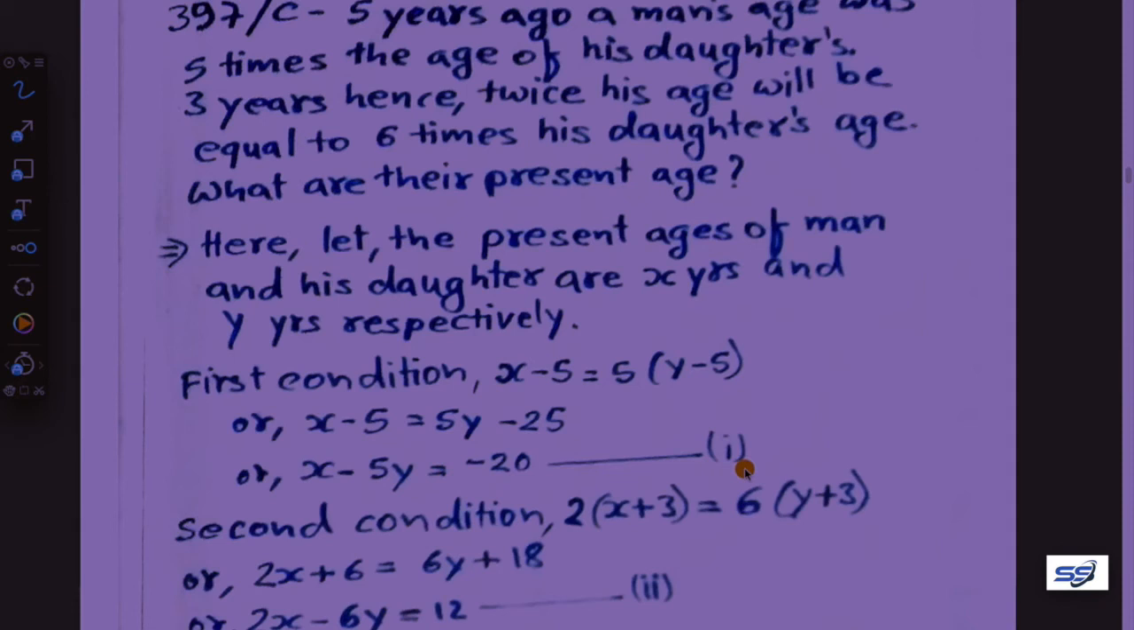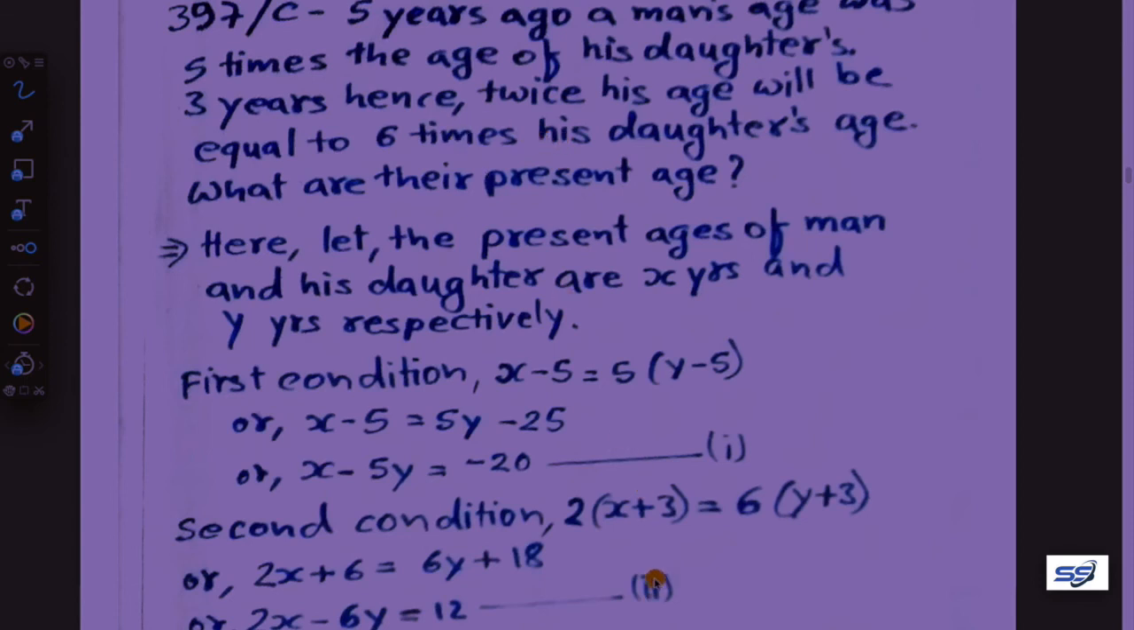Similarly, we can make our second equation from the second condition. Our second condition states that, see here, twice his age will be equal to 6 times. It means twice, 3 years hence.